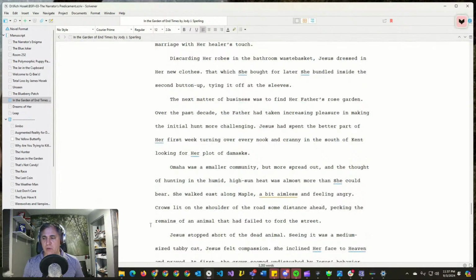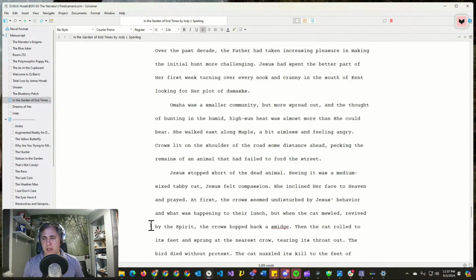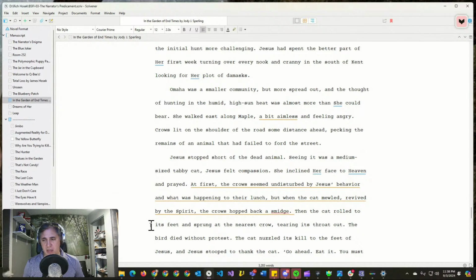Crows lit on the shoulder of the road some distance ahead, pecking the remains of an animal that had failed to ford the street. Jesus stopped short of the dead animal. Seeing it was a medium-sized tabby cat, Jesus felt compassion. She inclined her face to heaven and prayed. At first, the crows seemed undisturbed by Jesus' behavior and what was happening to their lunch. But when the cat mewled, revived by the Spirit, the crows hopped back a smidge. Then the cat rolled to its feet and sprung at the nearest crow, tearing its throat out. The bird died without protest.